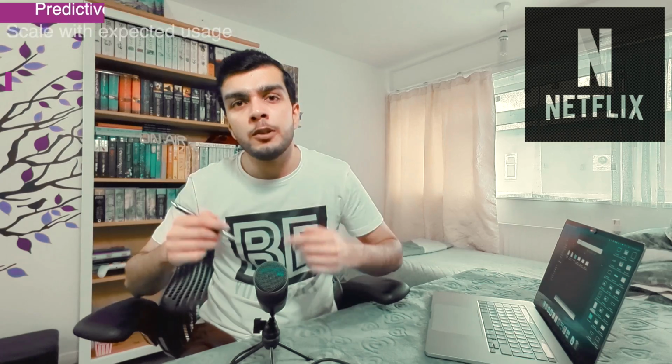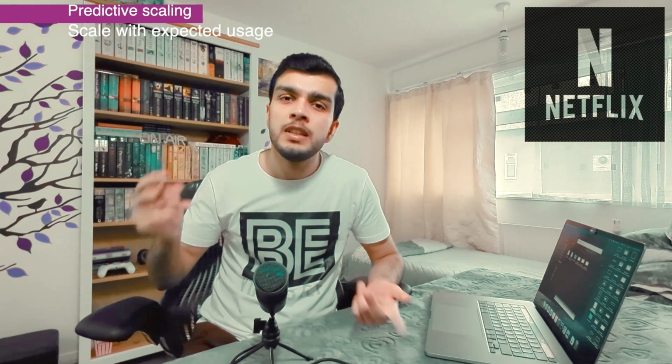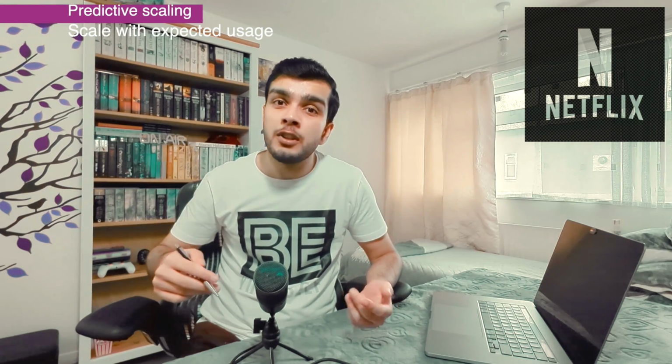Now the second kind of scaling is predictive scaling. Let's take Netflix for an example. They experience much higher usage on their servers during the evenings and weekends. So they can predict they're going to need more resources during those time periods. So AWS can be set to automatically scale up the number of resources Netflix is using during those time periods to meet the increased demand, and then scale down once the increased demand is over.